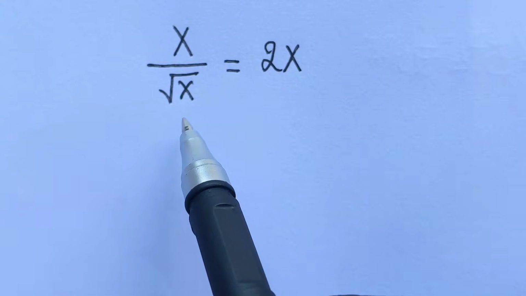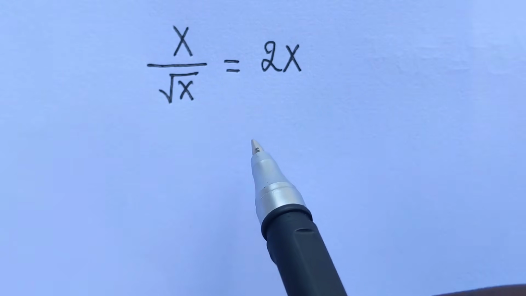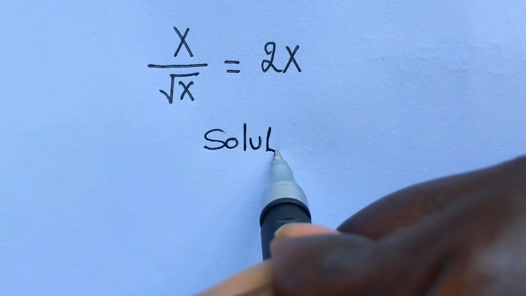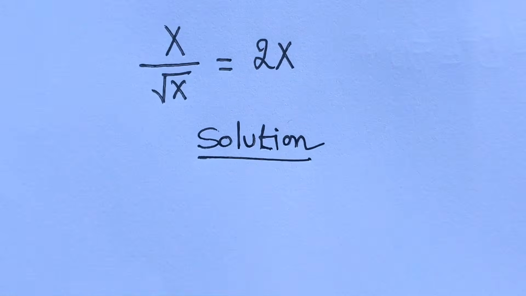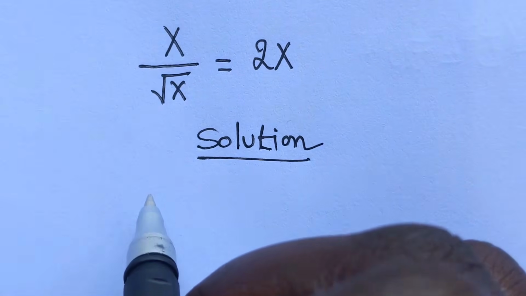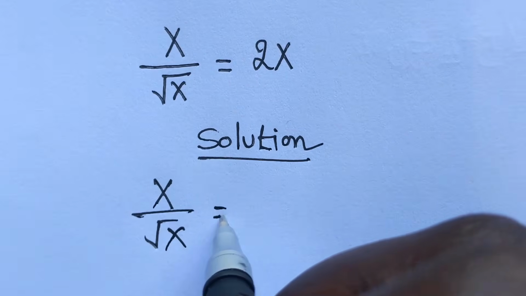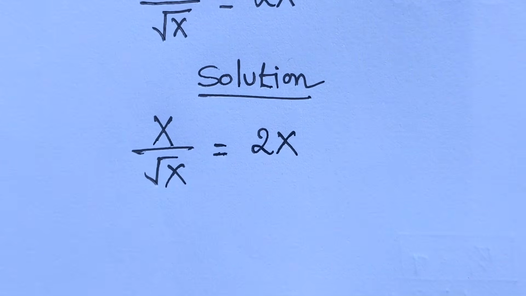x over the square root of x equals 2x. You are supposed to find the value of x. Let's provide the solution. Very quickly, the first thing is to copy x over square root of x equals 2x. Right, so what can we do?